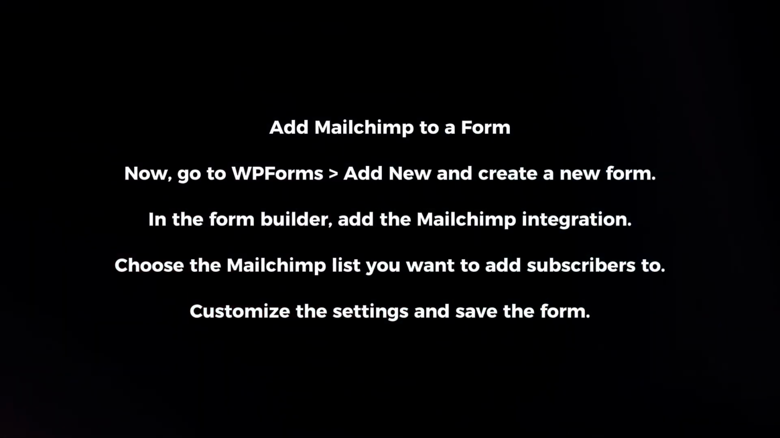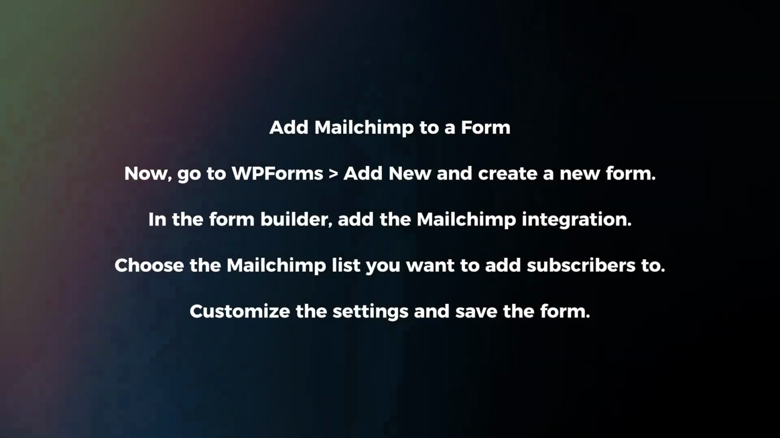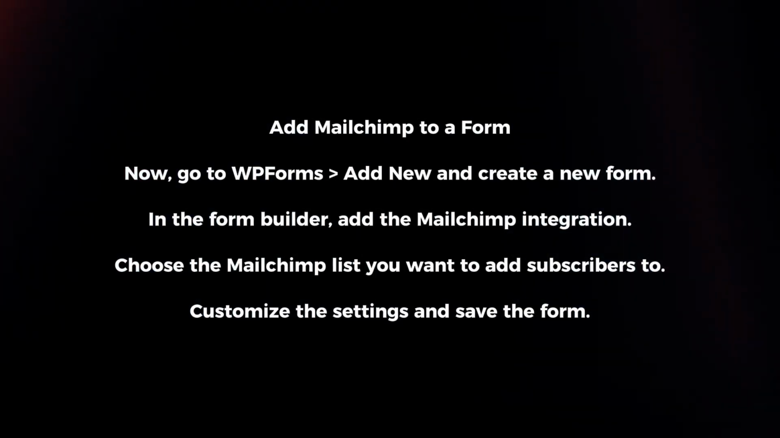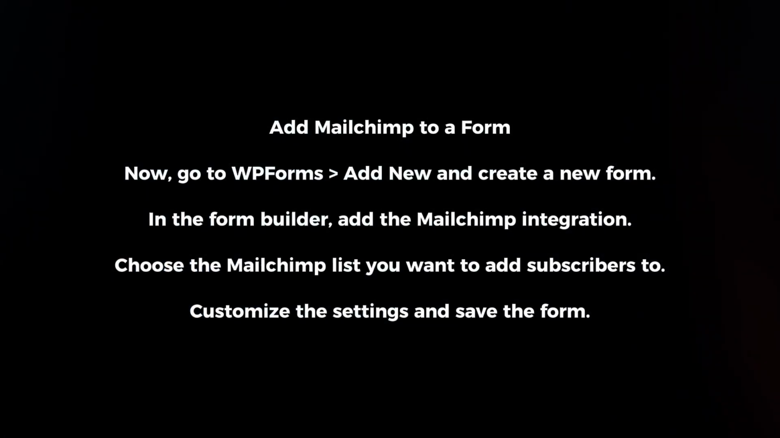Add Mailchimp to a form. Now go to WPForms, Add New and create a new form. In the form builder, add the Mailchimp integration. Choose the Mailchimp list you want to add subscribers to. Customize the settings and save the form.